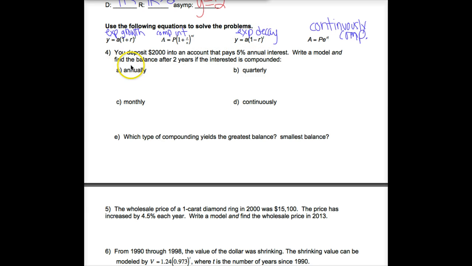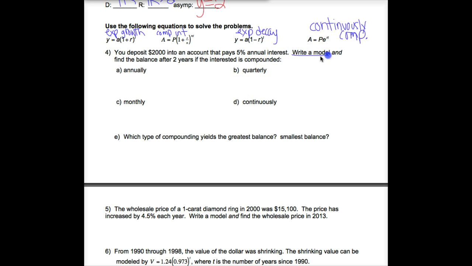So I'm going to set up these, but I'm not going to solve all of them because you know what the answers should be, so I'll do 2 of the 4 here. It says you deposit $2,000 into an account that pays 5% annual interest. Write a model and find the balance after 2 years if the interest is compounded, and then it tells you all the differences. Now, on my key, I didn't write out the model because that's part of your work, but it'll be separate on the quiz.